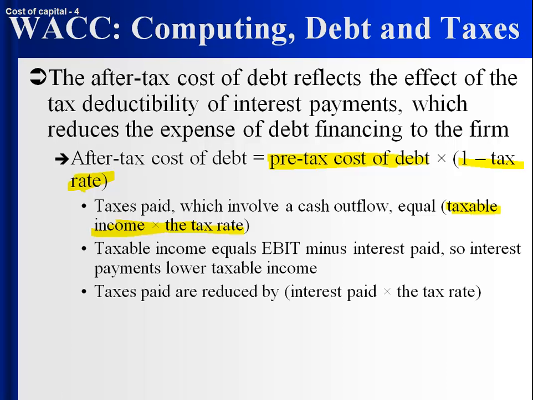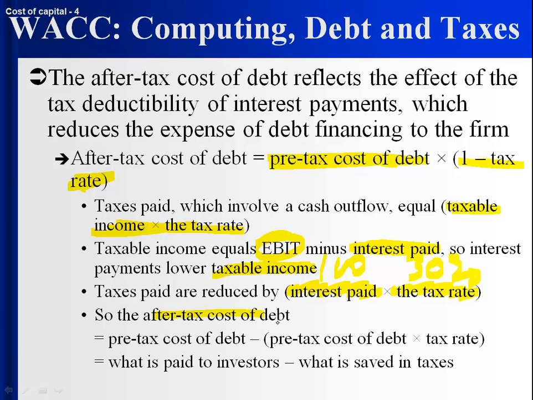But if a firm makes an interest payment, then that lowers taxable income relative to EBIT. So the more interest that's paid, the lower is taxable income, and the lower is taxable income, the lower are taxes. Specifically, taxes saved, the interest tax shield, is the interest that's paid times the tax rate. If the tax rate, let's say, is 30%, then the firm pays $100. That's $100 it doesn't have to pay taxes on. That's $30 that it saves, and so taxes are reduced by $30.